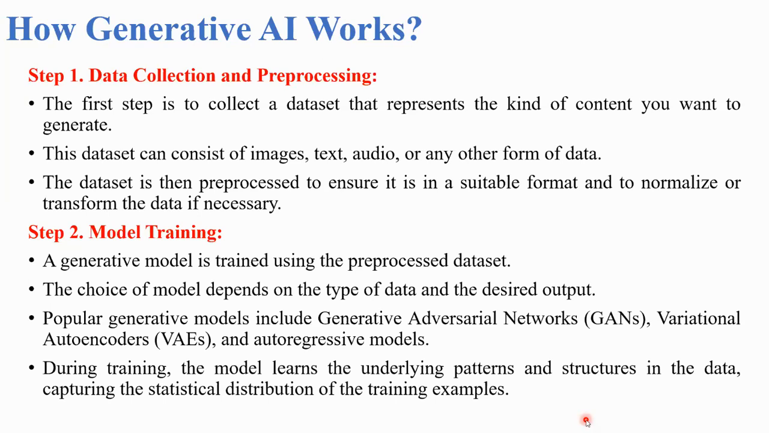Why? Because my input is an image. It has to handle the image as well, right? So then I want to choose a common model, which can be either a generative adversarial network or a variational autoencoder. So that I can go for that.